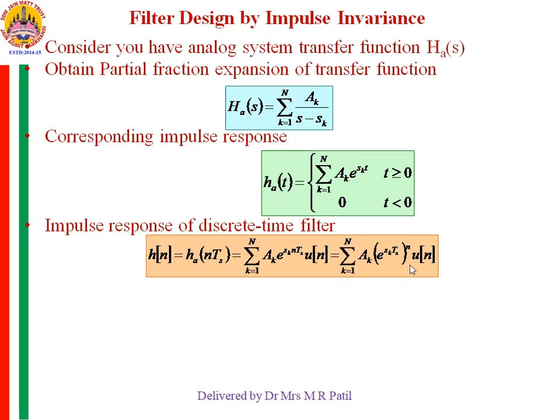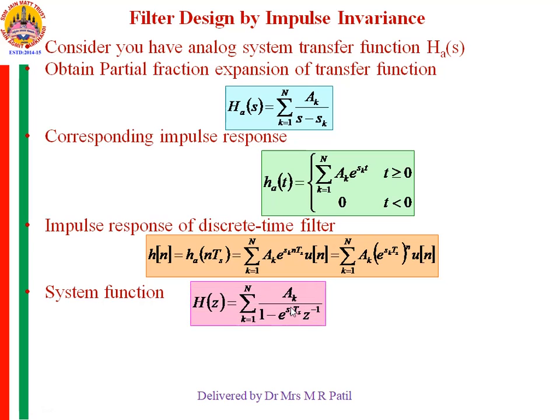So for every pole location like that, a digital term you will get. You can write a closed form expression for every pole location and obtain H(z). So H(z) will be in the form of summation k from 1 to N of a_k over 1 minus e raised to s_k Ts z inverse. If you take the z transform of this h[n], for every term the z transform will be a_k over 1 minus e raised to s_k Ts z inverse.